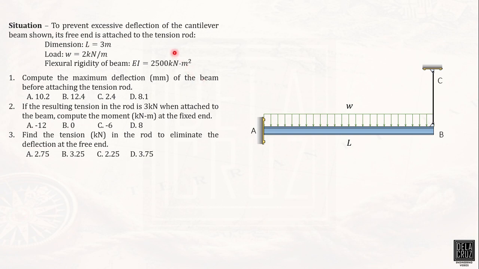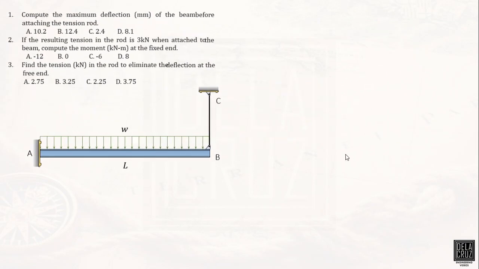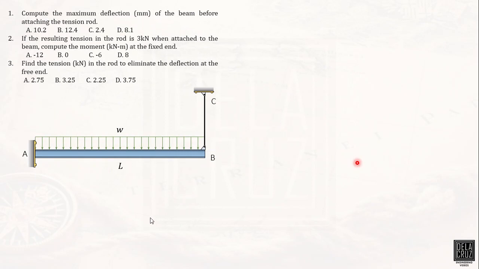To prevent the deflection of the cantilever beam shown, its free end is attached to the tension rod here. As you can see, we have the length, the W, and the flexural rigidity EI. Compute the maximum deflection of the beam before attaching the tension rod. Let me just input the data first. These are our data, by the way. I'll move it so it doesn't overlap.